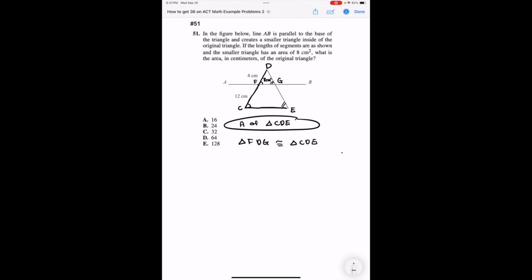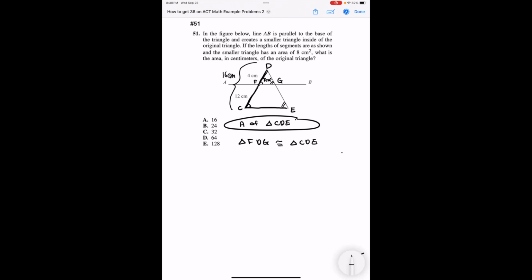a triangle that they gave us, which is a smaller one. So how many times bigger is the real question. Since we know that DF is equal to 4, and FC is equal to 12, then DC right here, in total, is 12 plus 4, which is 16 centimeters. So CD is equal to 16 centimeters.